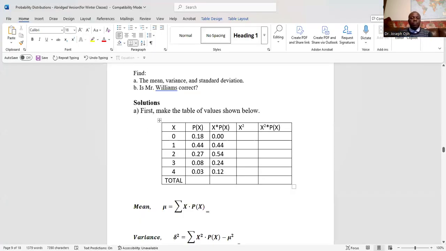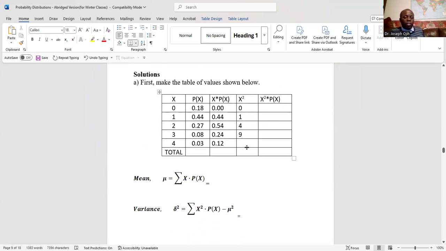Okay. Now, we need to get all the answers for all this. Get x squared. x squared means square all these x's. 0 squared means 0 times 0, which gives us 0. 1 squared means 1 times 1, which is 1. 2 squared means 2 times 2 is 4. 3 squared means 3 times 3 is 9. Okay, 4 squared means 4 times 4 is 16.